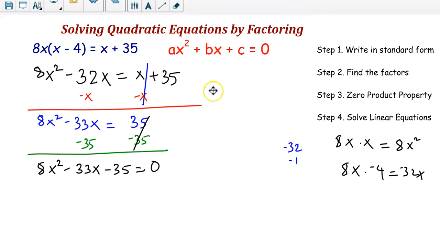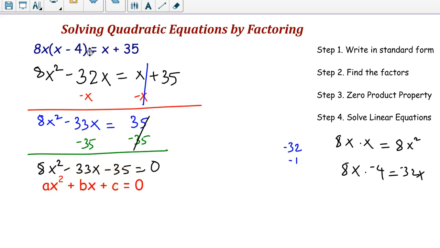Now you have your standard form. It is exactly like this, right? ax square plus bx plus c, and there you have 8x square minus 33x minus 35. The given expression is changed into that quadratic form. Okay, all right.